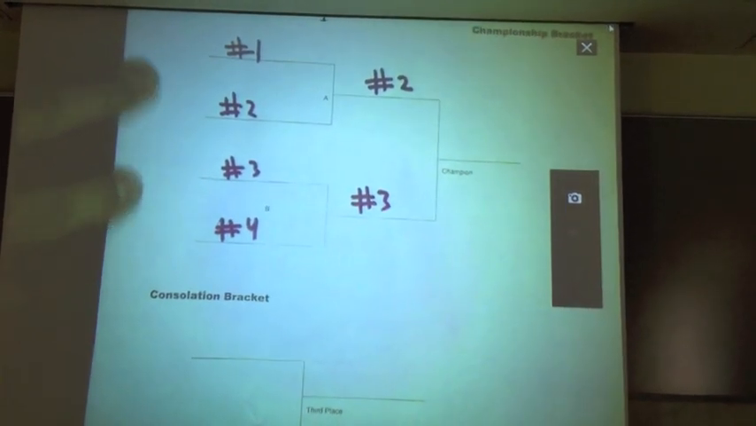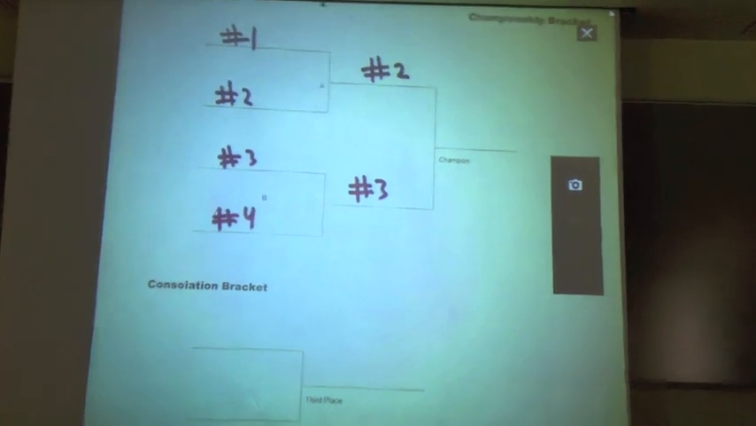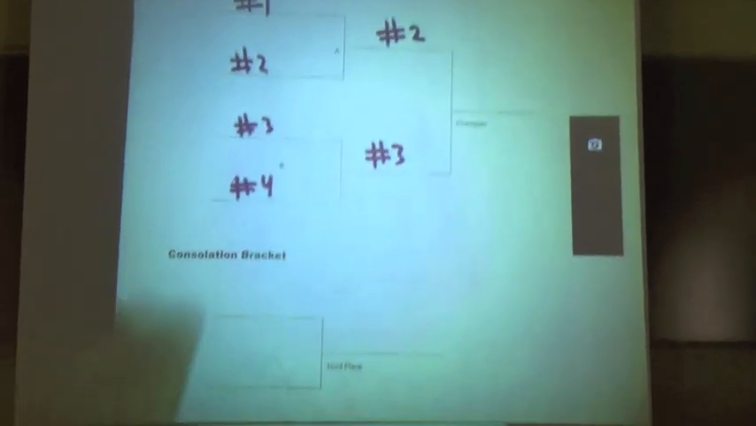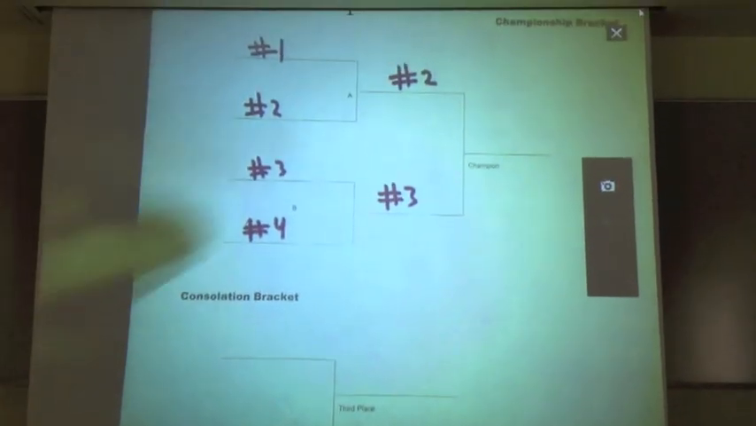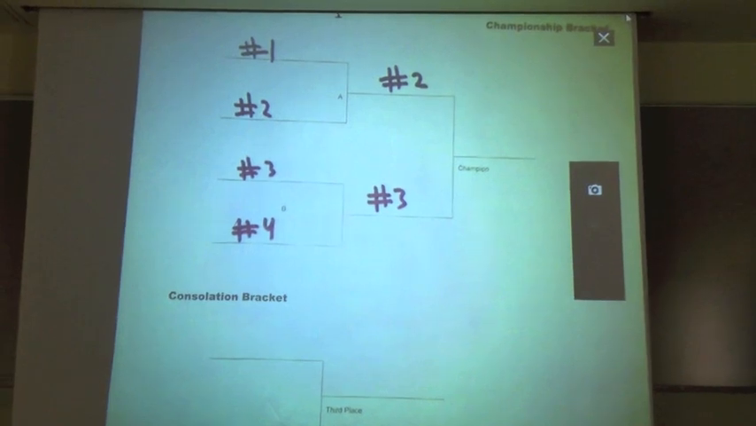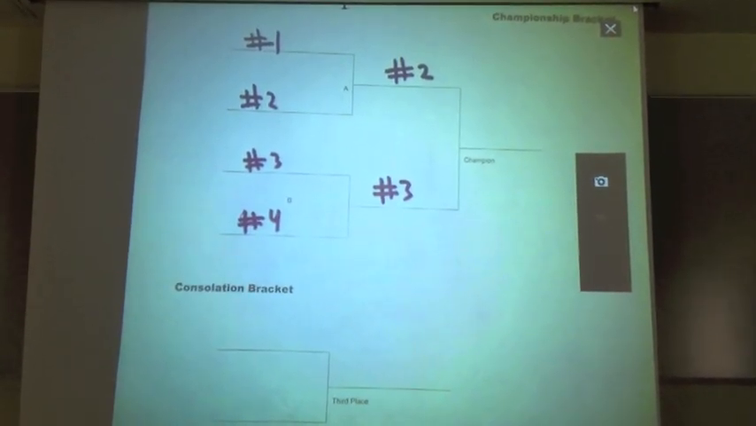And what we have here, this is a double elimination bracket. In a double elimination bracket, there's 2 different brackets here. There's this one down here, and then there's this big one up here. This is called a championship bracket. A championship bracket is filled with all the people that have not lost a match yet.